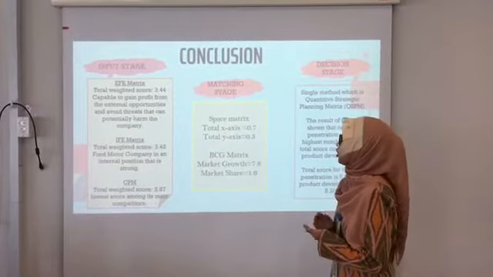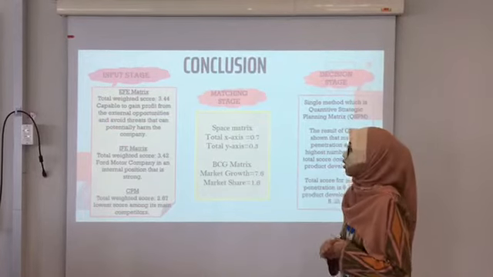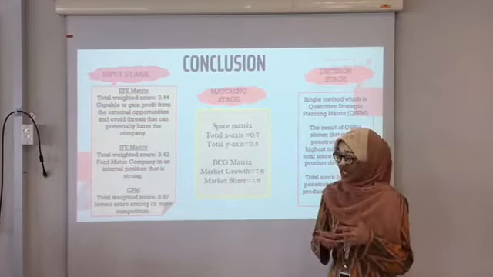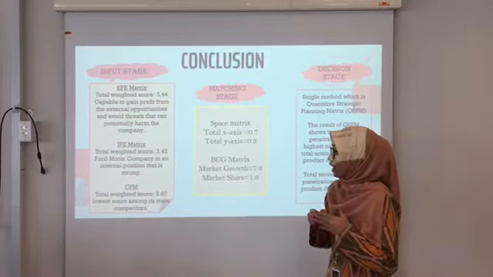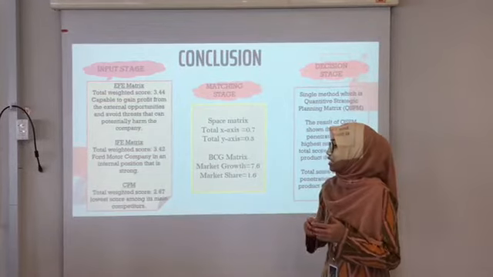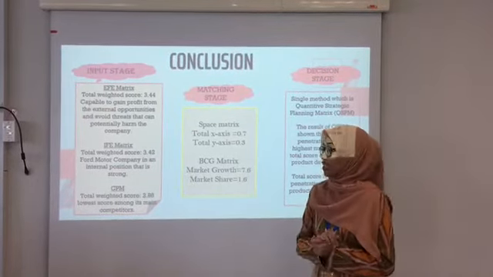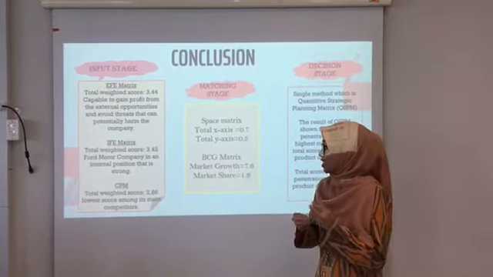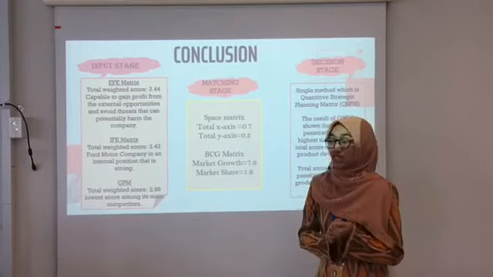So the conclusion for Ford Motor Company: first, the input stage. For the EFE matrix, the total vector score is 3.44, which means Ford Motor Company is capable of gaining profit from external opportunities and avoiding threats that can potentially harm the company. For the IFE matrix, the total vector score is 3.42, meaning Ford has a strong internal position. Last for the input stage is CPM, with a total vector score of 2.86, which is the lowest score among its main competitors, Toyota and General Motors.